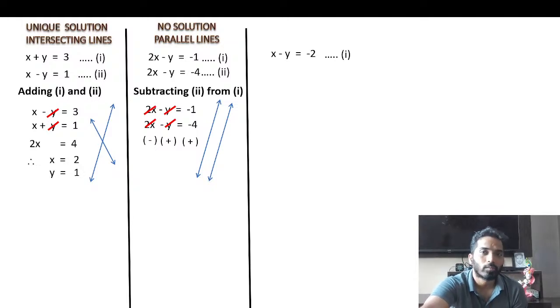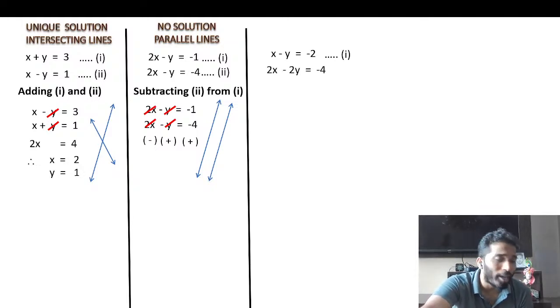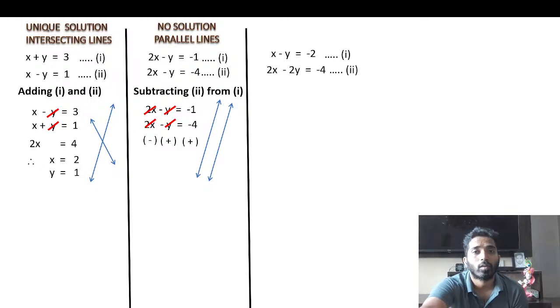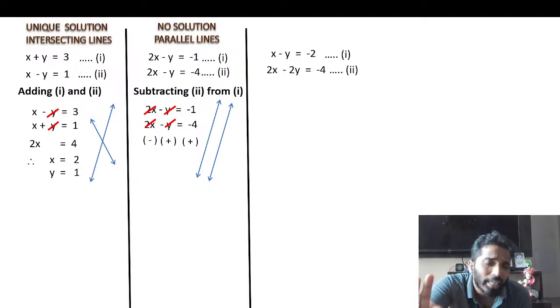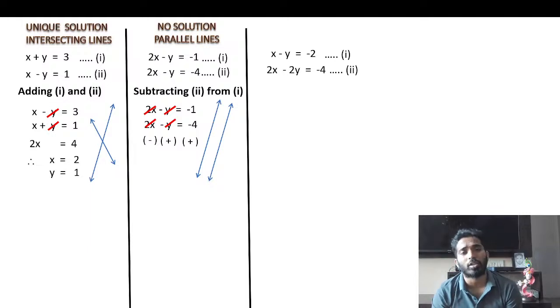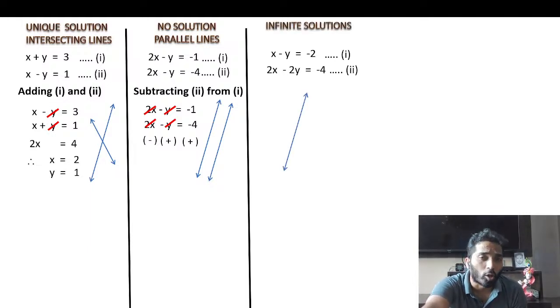Now let us take case 3, where we have two equations: x minus y is equal to minus 2, and 2x minus 2y is equal to minus 4. We have named them equation 1 and 2. We'll try and solve these equations. If you see equation number 1 and 2, these are actually not two different equations. If I multiply equation number 1 by 2, I get equation number 2. So, if we try to draw the graph of it, it has infinite solutions because these are overlapping lines.